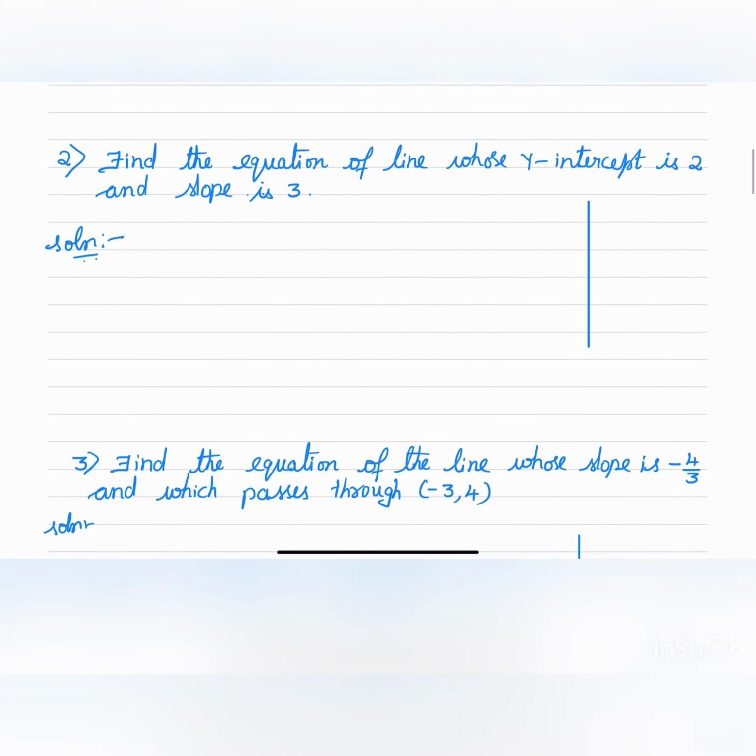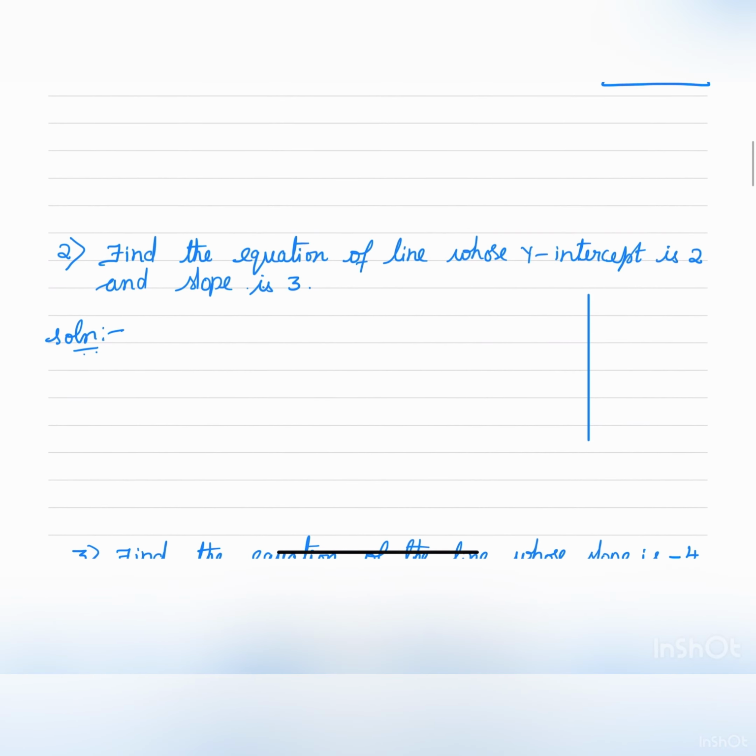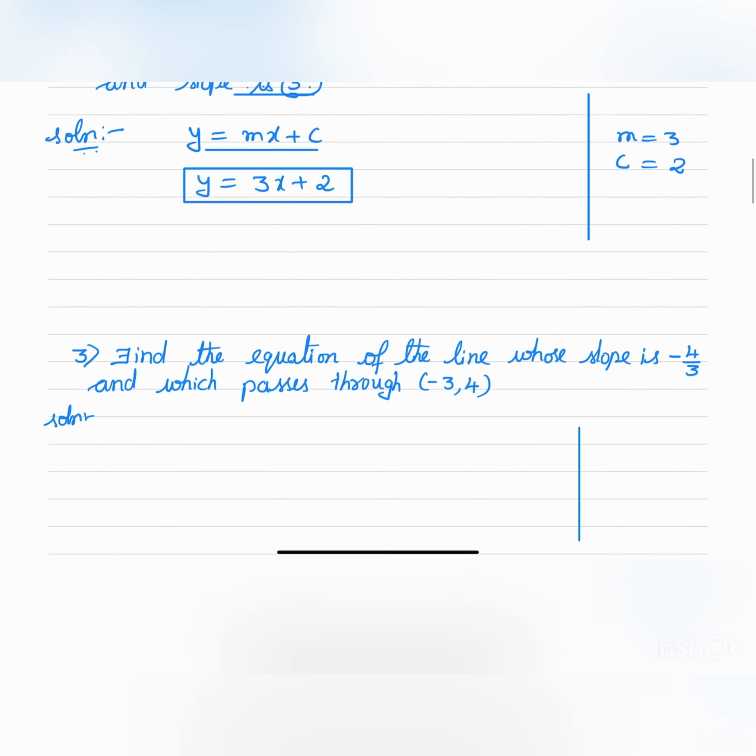Let us go for the second one. Find the equation of the line whose y-intercept is 2 and slope is 3. Here they have directly given the y-intercept and the slope. Then the equation is y is equal to mx plus c, where m is equal to 3, that is the slope, and c is equal to 2. Let us substitute those. This is the required equation: y is equal to 3x plus 2.